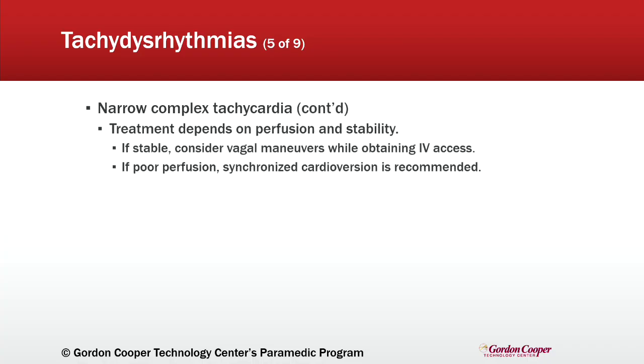Treatment for SVT is going to depend on the patient's perfusion and overall stability. If the child is stable, consider trying vagal maneuvers while securing an IV. Record the cardiac rhythm before, during, and after performing the vagal maneuver. Have the older child hold their breath, blow into a crimped straw, or bear down like they're having a bowel movement. For younger children, place an ice-filled glove firmly over the midface, ensuring the nose and mouth are not obstructed. Perform these techniques only once.